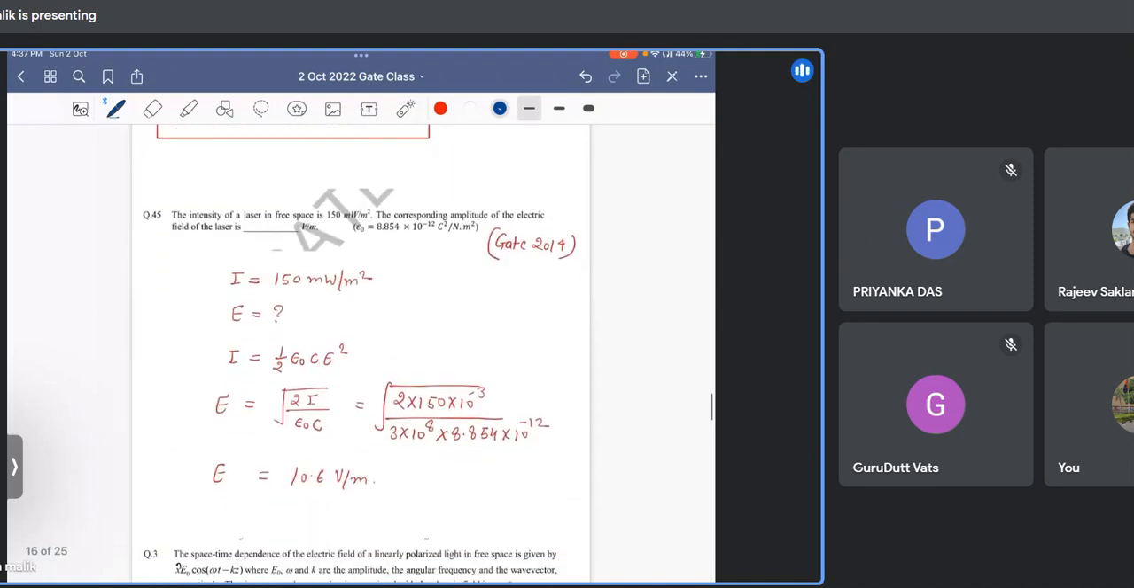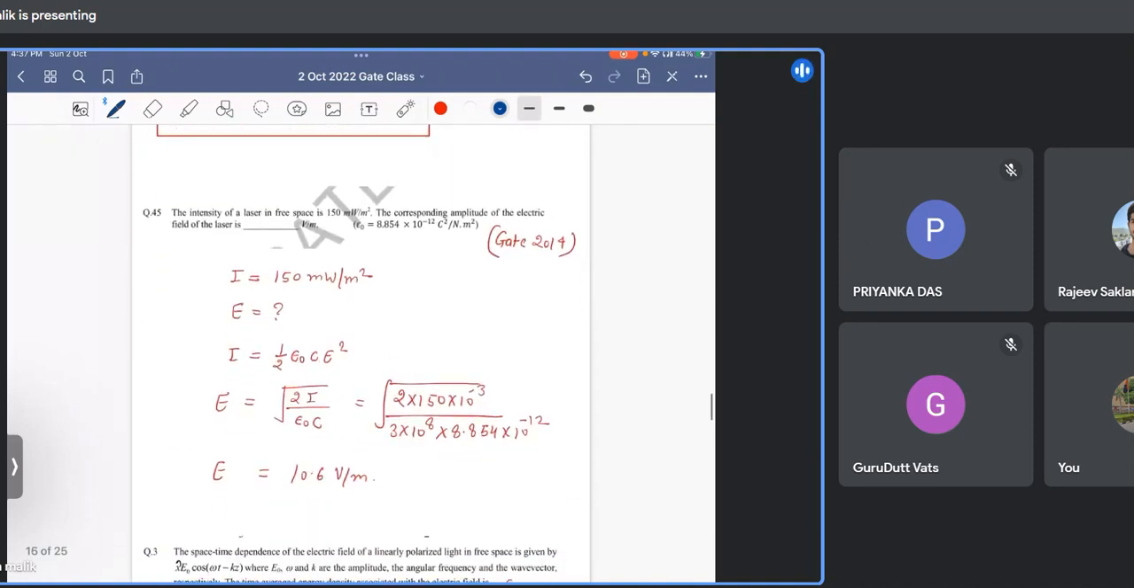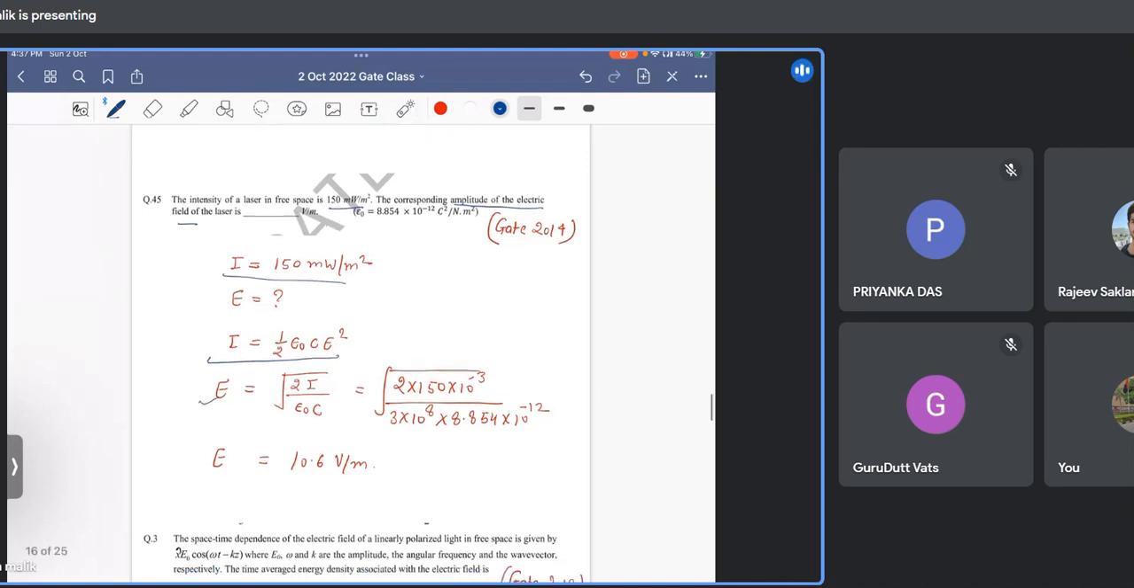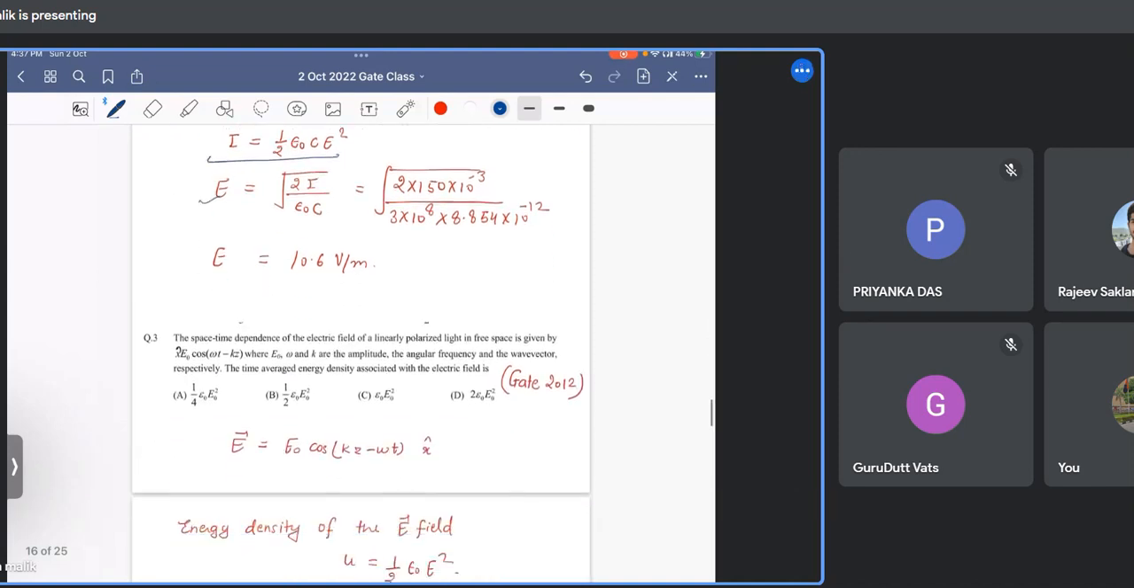Okay, so this is again a formula-based question in the 2014 exam. The intensity of laser is given, and we have to find what is the magnitude of electric field. So intensity is given, magnitude of electric field can be calculated using this formula. This is the same question that we have encountered previously.